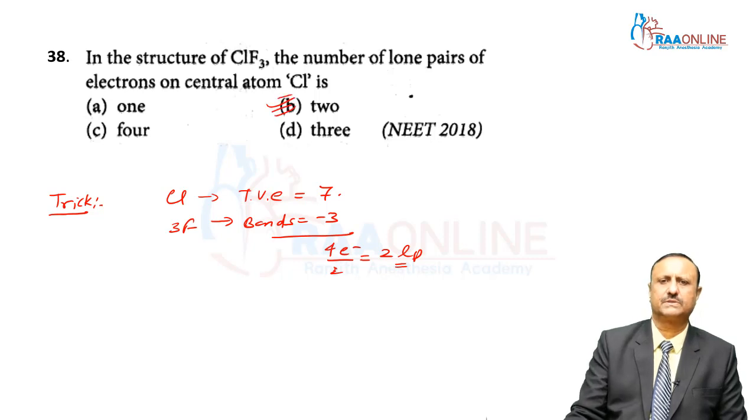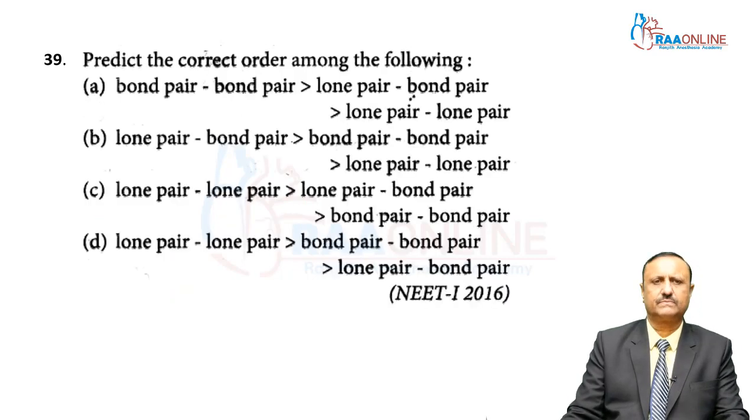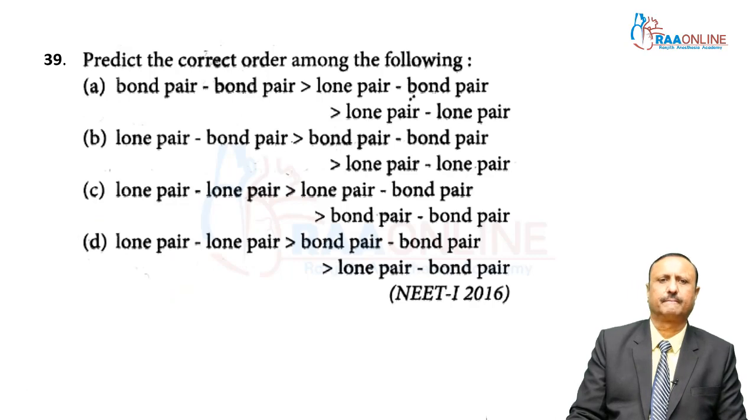We can calculate in this way. Bond pairs in ClF3: 3 bonds are formed with fluorine atoms, 1, 2, 3. And when 3 bonds are formed, valence electrons are 7 minus 3. So you get 4 electrons divided by 2, because in one bond or one pair, 2 electrons are present. So you get 2 lone pairs of electrons. Now my dear students, we can go to question number 39.